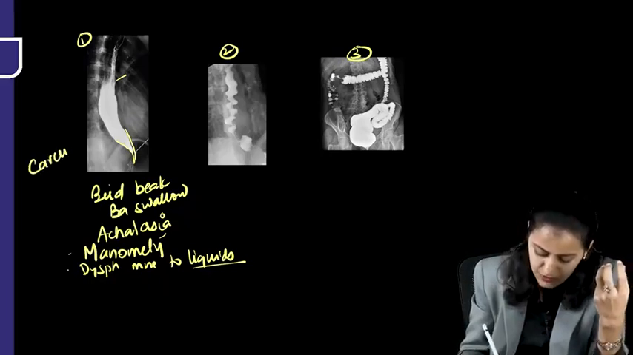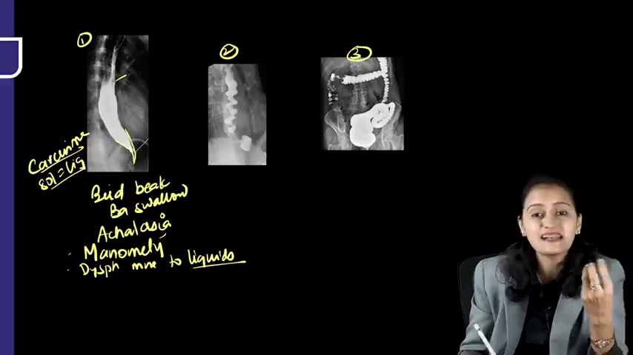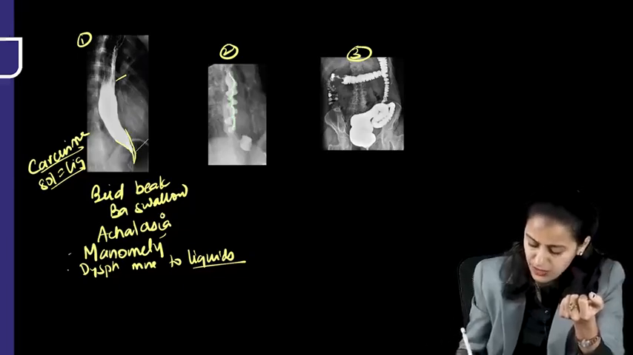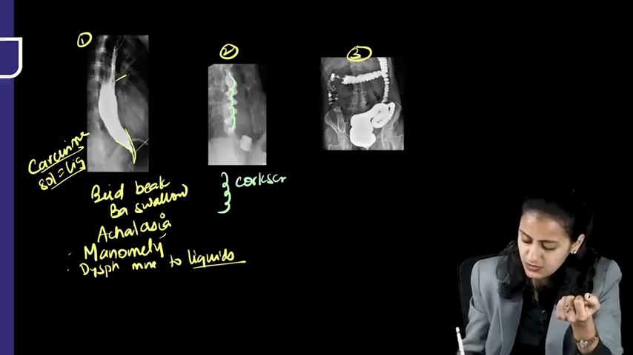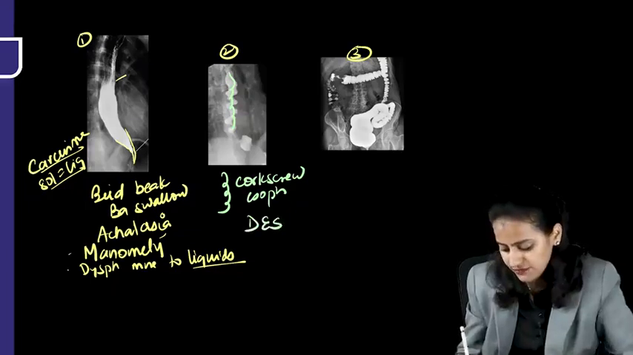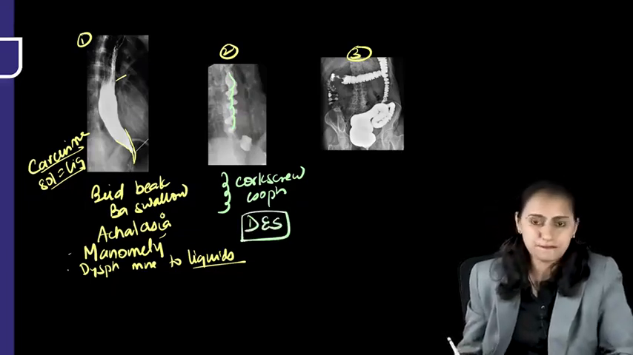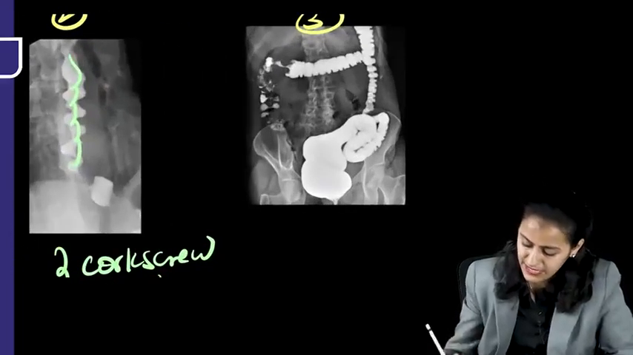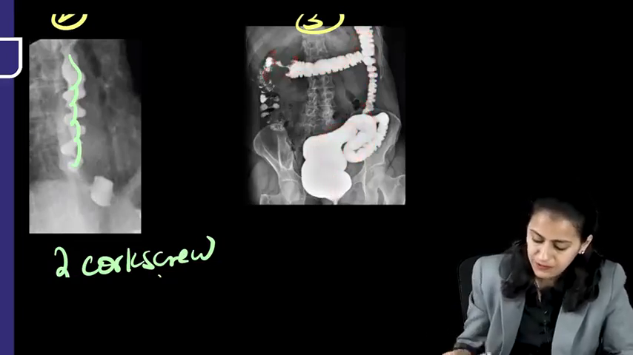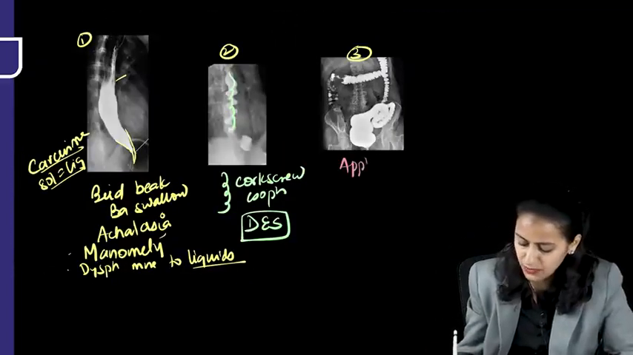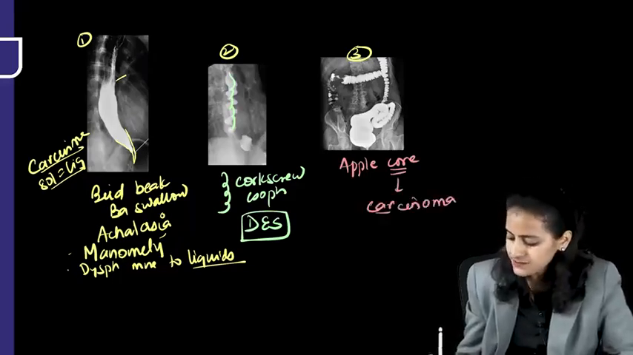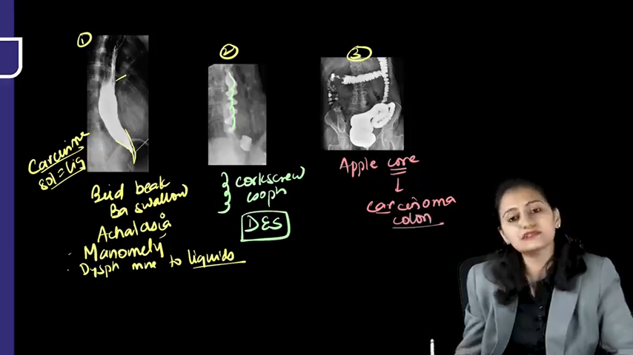In contrast, in carcinoma, the dysphagia will be to both solids and liquids, because it's a fixed narrowing. Next one, where you see this corkscrew appearance of the esophagus. This is the corkscrew esophagus, suggestive of multiple spasms in the esophagus. This is suggestive of diffuse esophageal spasm. This is the barium enema, right? The barium enema with the haustrations. Look at the narrowing in the colon here, like the apple core. So this is suggestive of apple core appearance. Apple core, remember core is car. Apple core is seen in carcinoma colon.